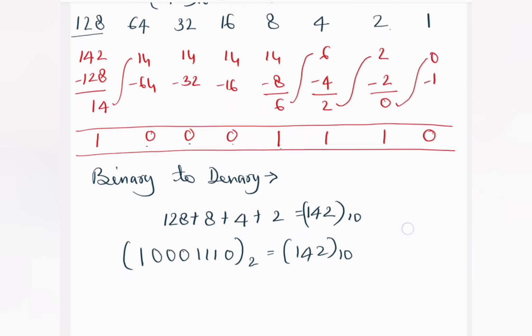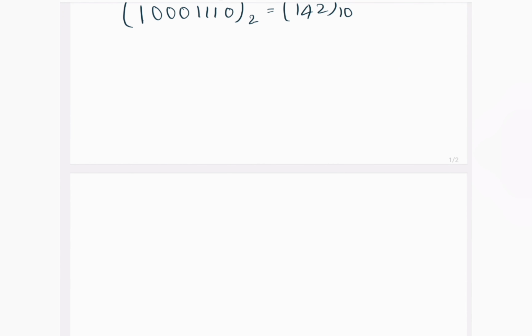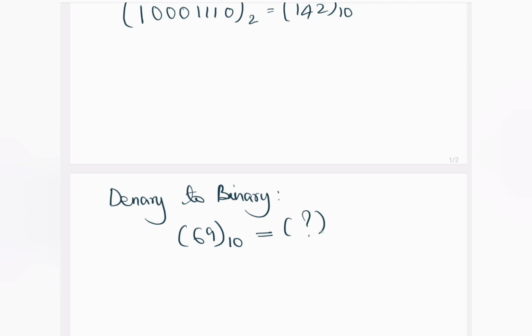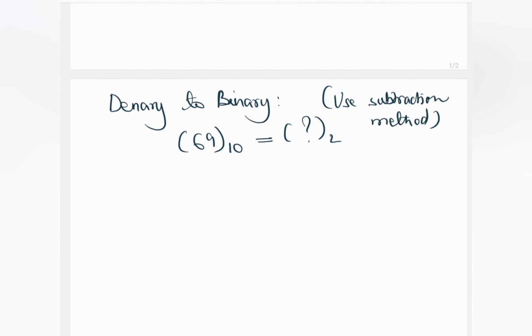Let's try one more example. So I'm going to do the same denary to binary. Let's take another number, let's say 69. So the question is 69 from denary to binary using the subtraction method. Let's get started. So we are going to write the place values of 2. You need to see how far you have to go. 69. So let's get started. 1, 2, 4, 8, 16, 32, 64 and 128.